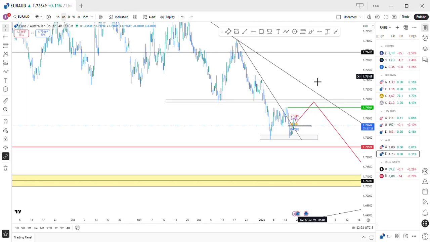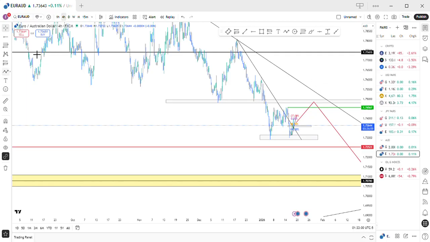So today I'm going to be discussing a few pairs, which is going to be USDJPY, EURAUD, and also Oil. So I'm going to be showing you guys what I'm actually looking at on those pairs. So without further ado, let's focus on my chart.